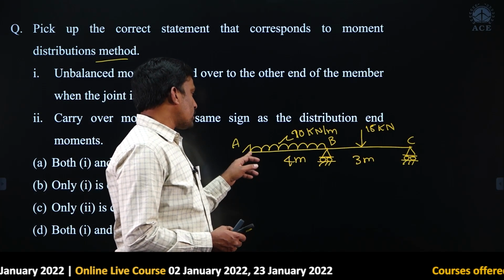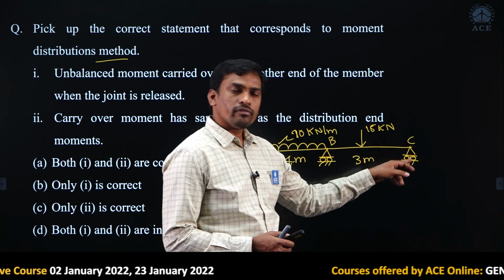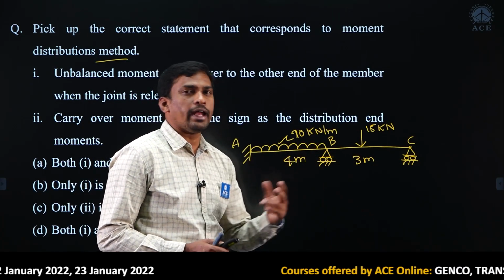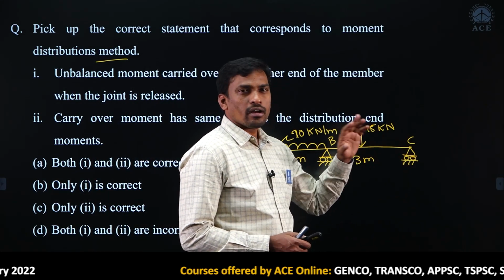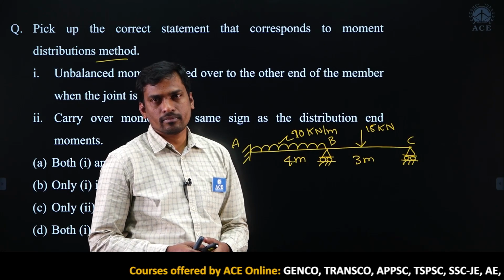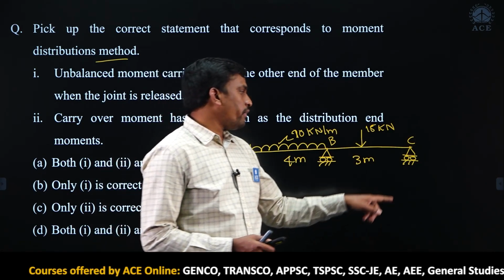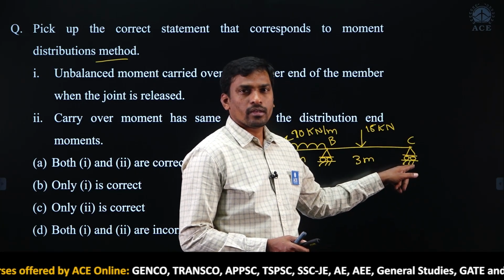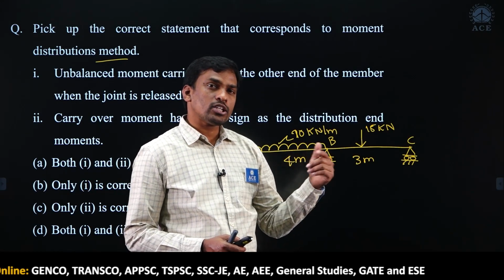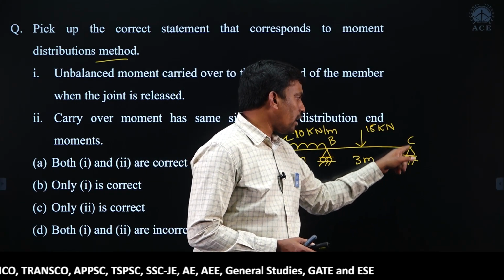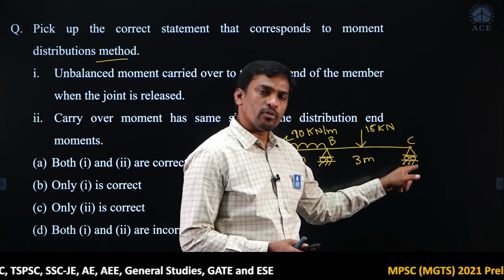Then, students, at supports A, B and C we have to assume fixed supports and find the fixed end moments. But actually support C is not a fixed support. In step number 2 we assume fixed support, but in step number 3, that is moment distribution, we release the moment at support C. Yes, we release the moment at support C.